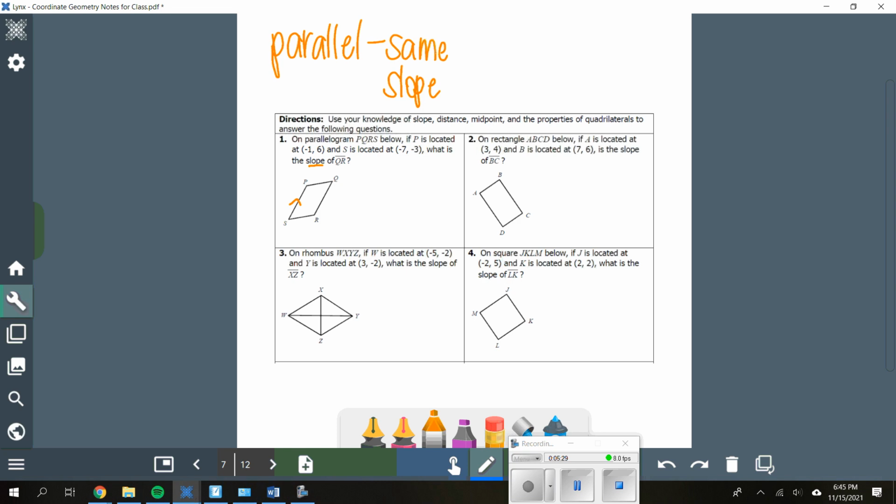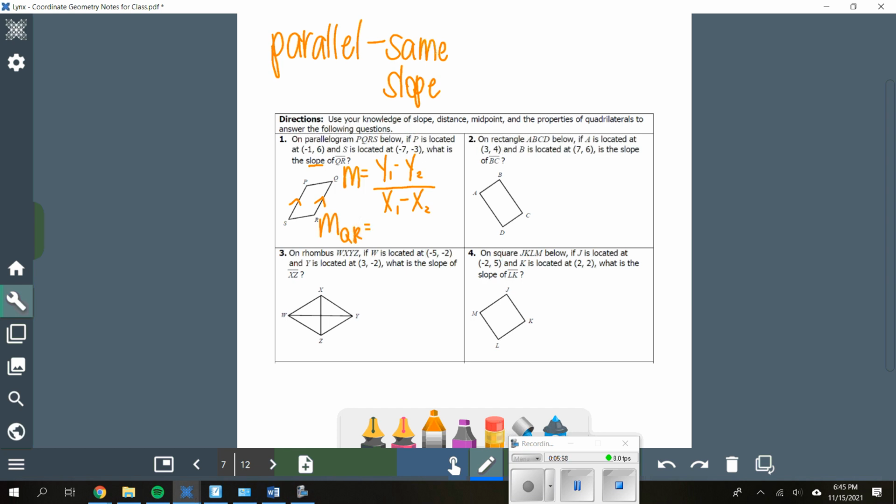Well, if you remember, opposite sides are parallel in a parallelogram. So if I find the slope of PS, which I've given those two coordinates, it's going to be the same as the slope of QR because opposite sides are parallel. Remember your slope formula is y1 minus y2 over x1 minus x2. So if I'm finding the slope of PS, which is also finding the slope of QR, since they are opposite sides and they're going to be parallel.